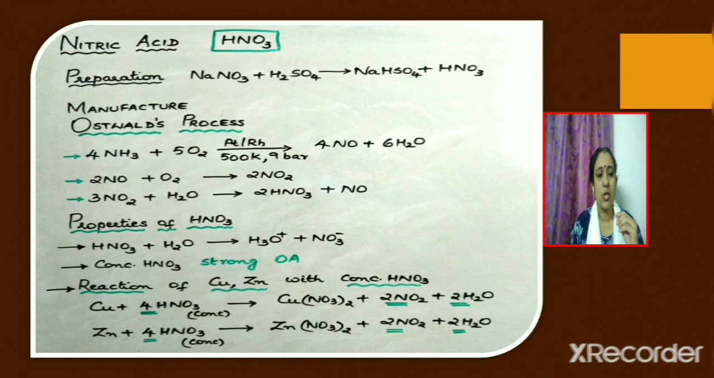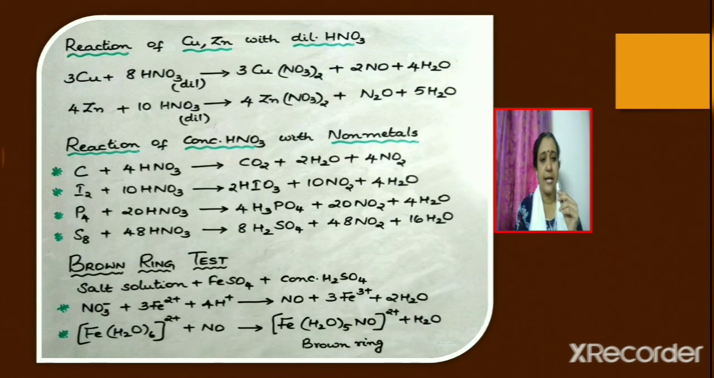Copper reacts with concentrated nitric acid to give cupric nitrate, nitrogen dioxide and water. In a similar way, zinc reacts with nitric acid to give zinc nitrate, nitrogen dioxide and water. Reaction of copper and zinc with dilute nitric acid. Just now we have seen how these metals react with concentrated nitric acid. So now let us see how they react with dilute nitric acid.